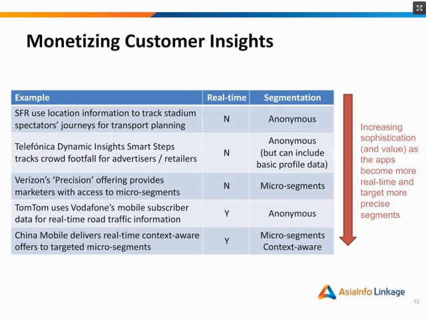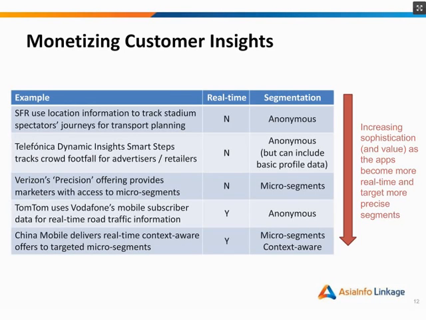Telefónica's Smart Steps service also tracks footfall, for example, in city centres, so that advertisers and retailers can find the best place to put their ads and products. And this is still offline anonymous analysis, but Telefónica does include some customer profile data so that the analysis is more powerful and can target specific market segments. Verizon's precision offering goes a step further and provides marketers with access to specific microsegments for marketing campaigns based on customer profile information. And in this case, the analysis still doesn't need to be real-time.